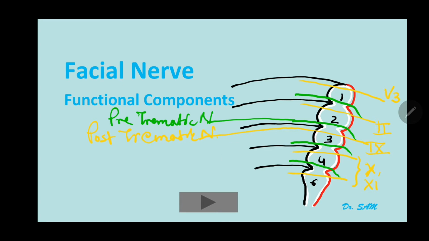Got it? So this is what's happening in the lower animals. In humans, this dual supply is only for the first arch. In the remaining arches, there's only one, that is the posttrematic nerve supply, the only nerve supply for arches 2, 3, 4, and 6.